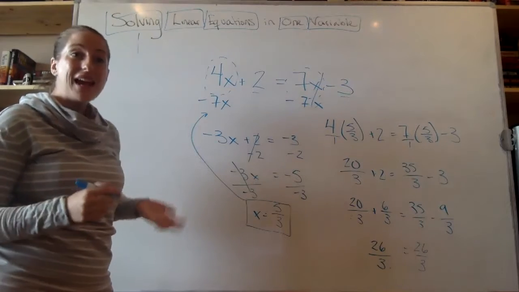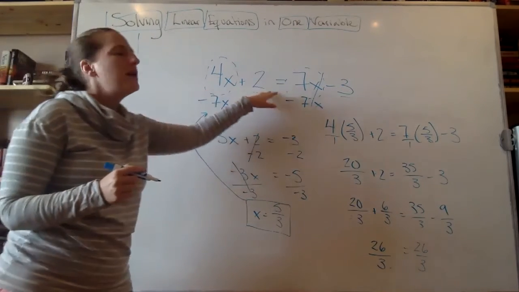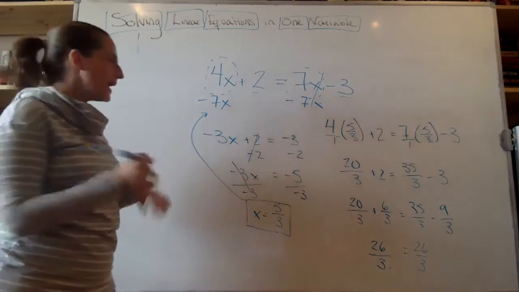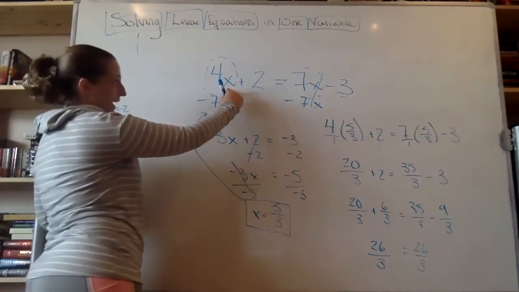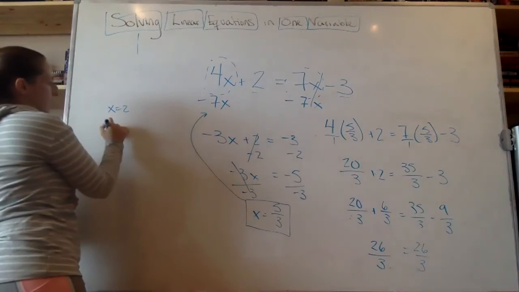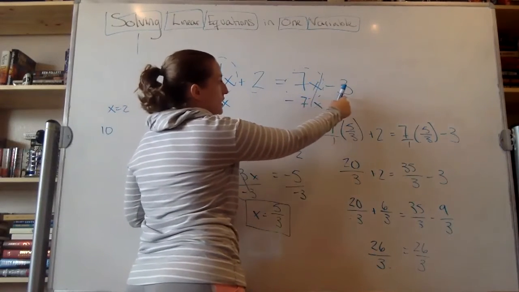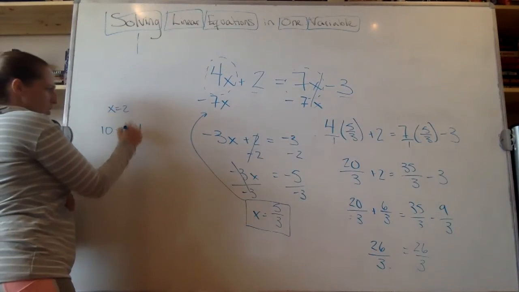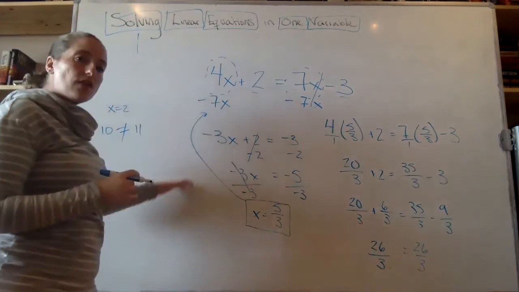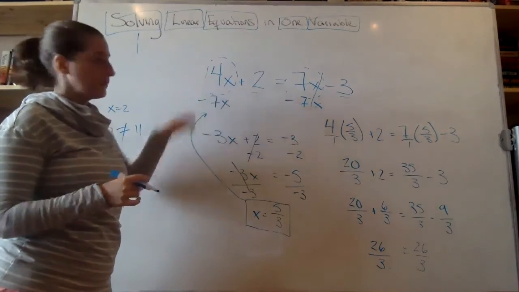If our variable is anything else, if I tried to plug in x equals 2 here, I would not get equality, right? I'd have 4 times 2, which is 8. 8 plus 2 is 10. On the other side, I'd have 7 times 2, which is 14. 14 minus 3 is 11, but is 10 equal to 11? No, it is not. So in solving, we're finding the value of x that makes this true, okay?